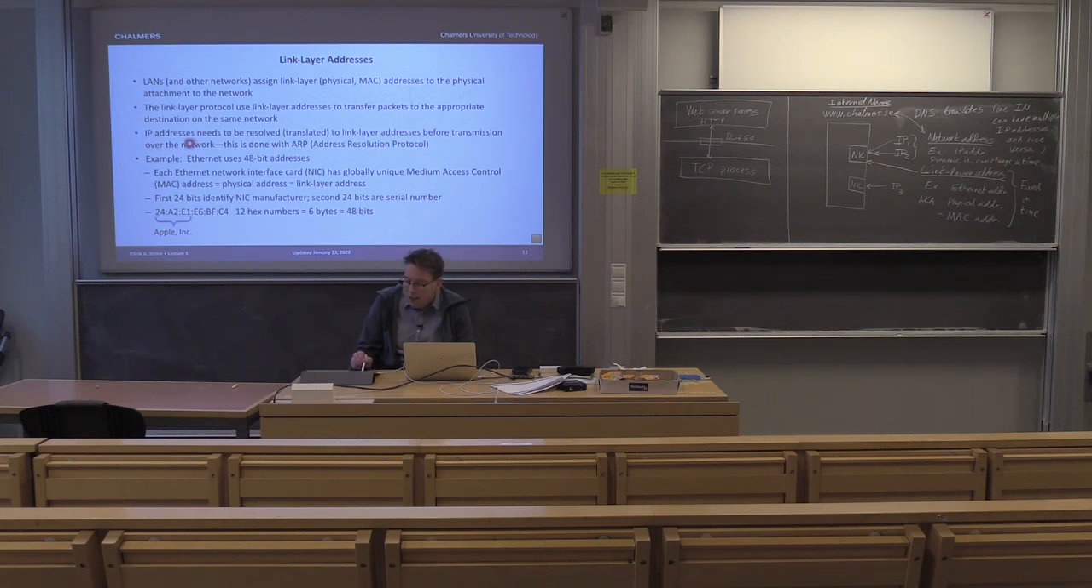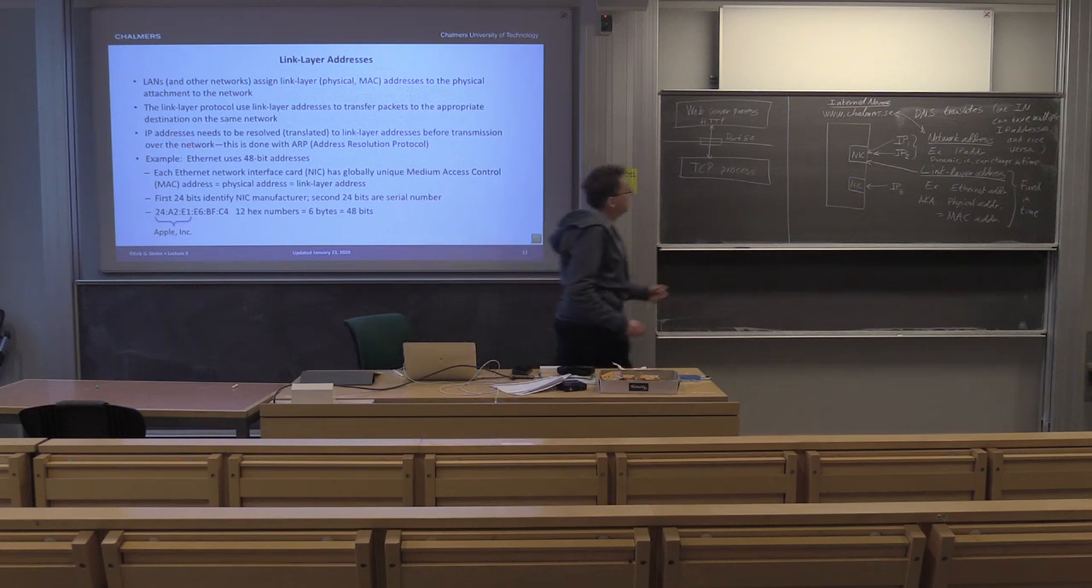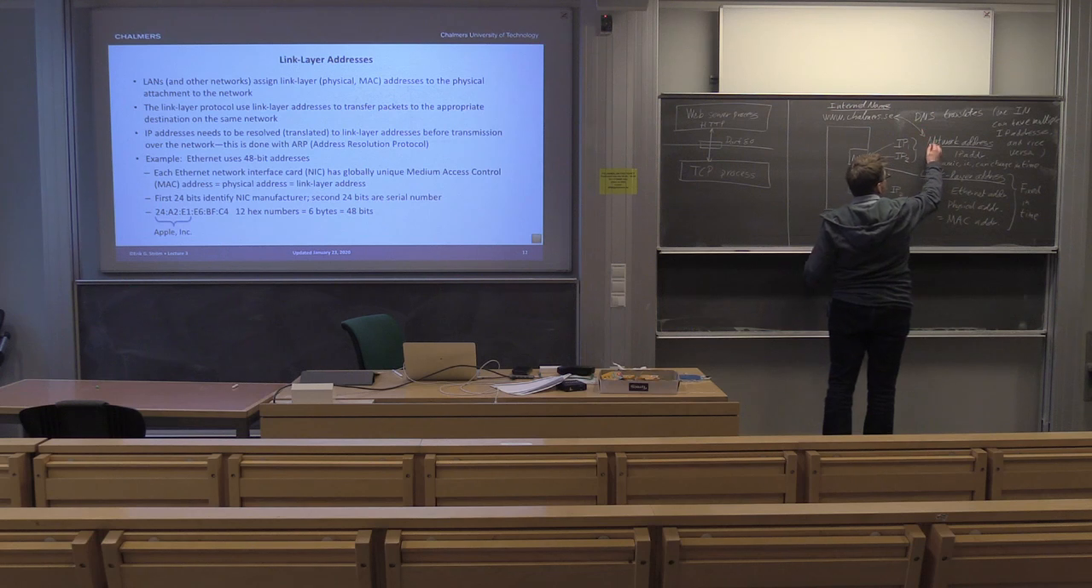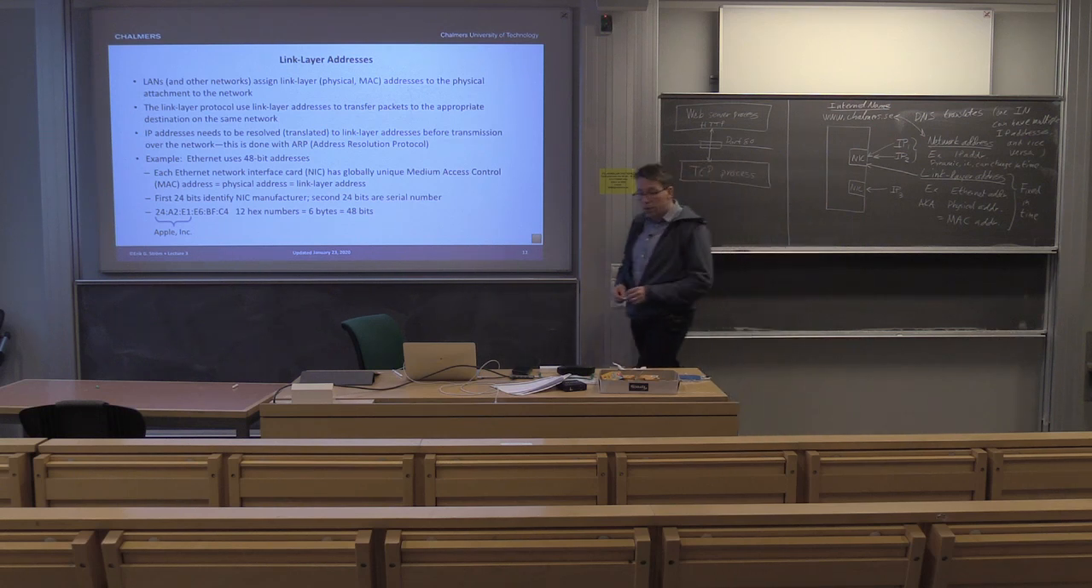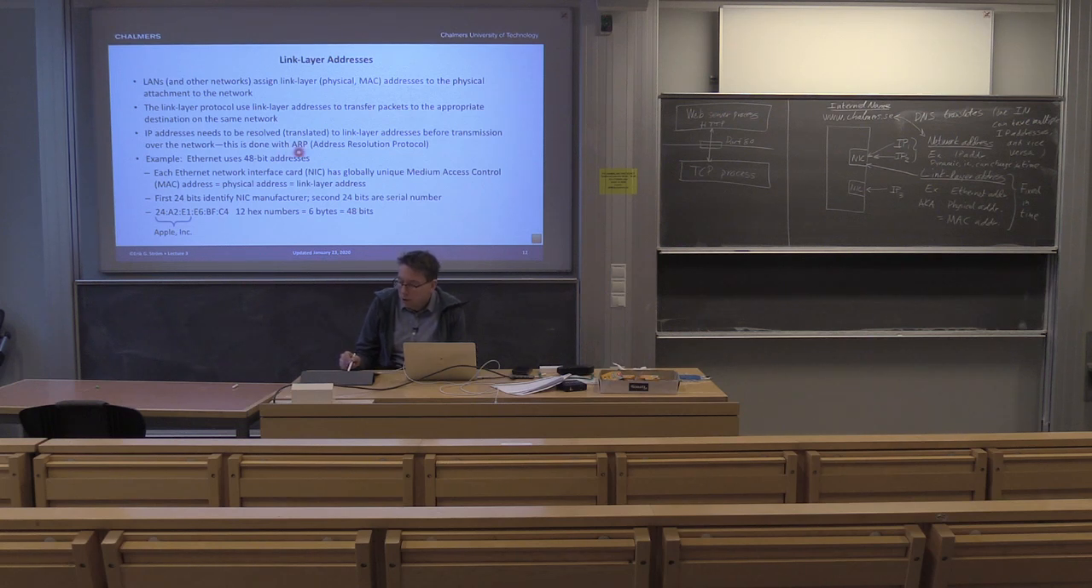So going back here to the slides, one needs to translate these. There is a need for translation between different addresses, from network address to link layer address. And that is done with a protocol called ARP, which stands for Address Resolution Protocol. So for example, Ethernet has 48-bit addresses. Each Ethernet network interface card has a globally unique address, MAC address or physical address or link layer address.